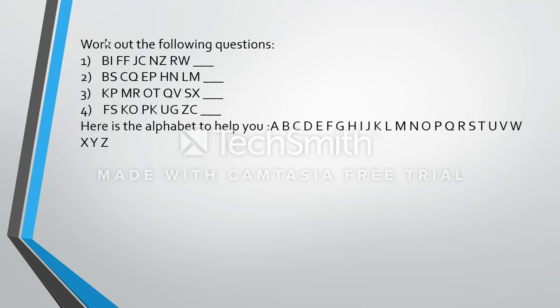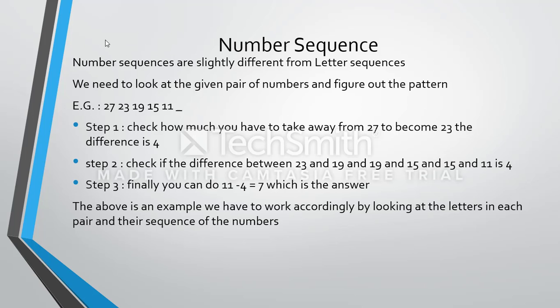For number 3, both letters go forward 2 each time. For number 4, the first letter would be forward 5 each time, and for the second letter, back 4 letters each time. Now we will be moving on to number sequences.